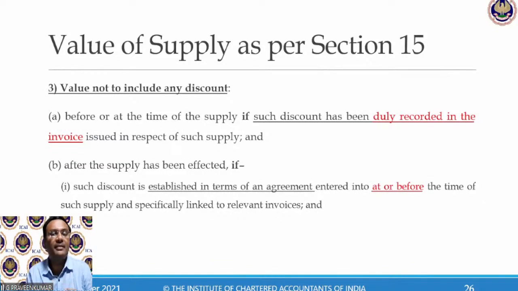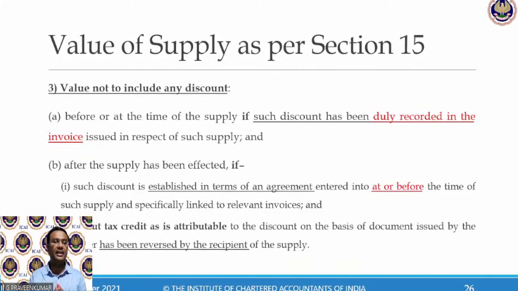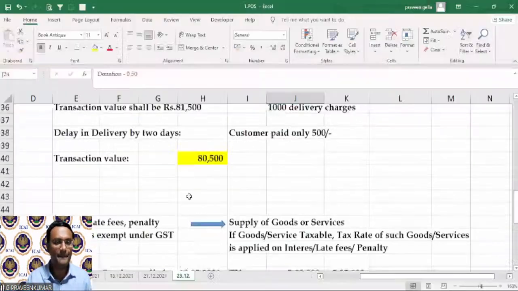Now, clause B is something which comes further. Clause B says that after the supply has taken place, a discount which is established in terms of an agreement, where this agreement is entered into before or at the time of supply, shall also be excluded from your value of supply. The second condition is that ITC should have been reversed. Let me come to the Excel file to explain this concept clearly with respect to clause B.